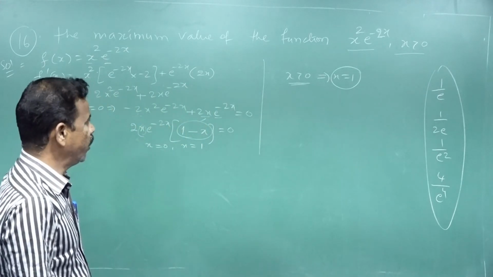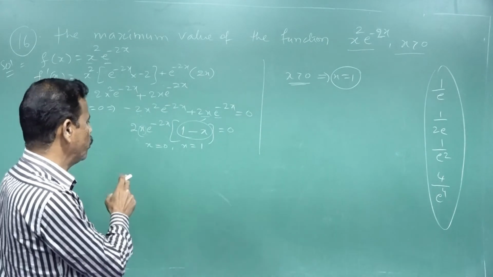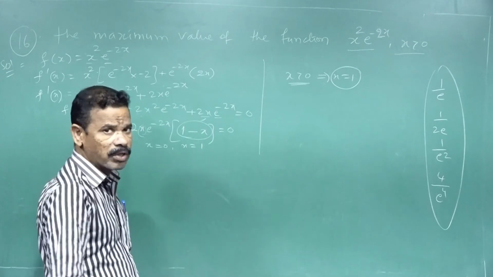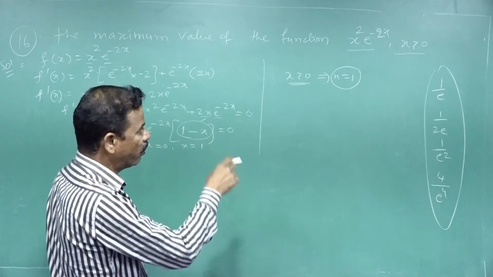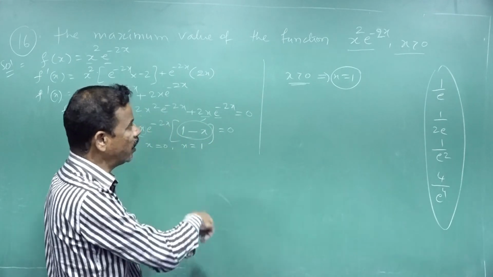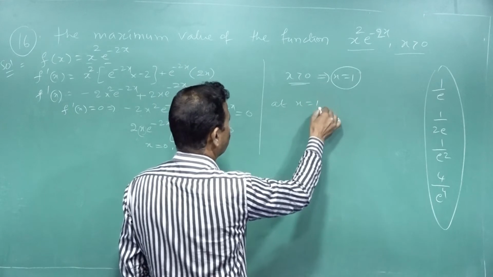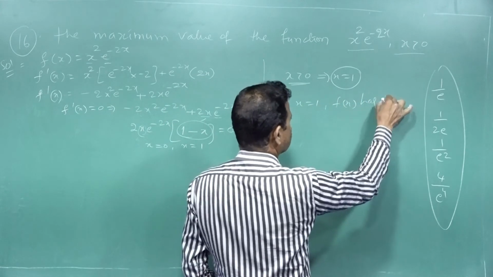No need of the second derivative also. Already only two values: x is equal to 0 and x is equal to 1. But in the question x greater than 0 is asked. Greater than 0 means only one value. So at 1 this function has the maximum value. At x is equal to 1, f of x has the maximum value.